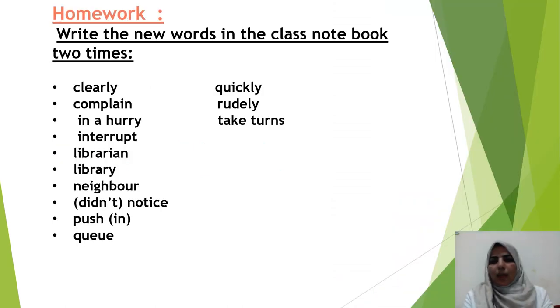Now, we come to the end of our vocabs. There's homework for you. Write the new words in the class notebook 2 times. I want you to write the new vocabs in your class notebook. Okay, thank you.